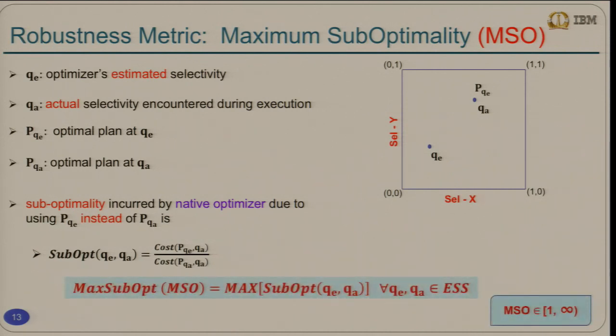So maximum suboptimality is over all potential pairs of QE and QA. What is this quantity? Is this clear? It is just the worst case suboptimality that you can get because of erroneous estimate of the selectivity. Okay. And this is the quantity that we want to get a bound on.